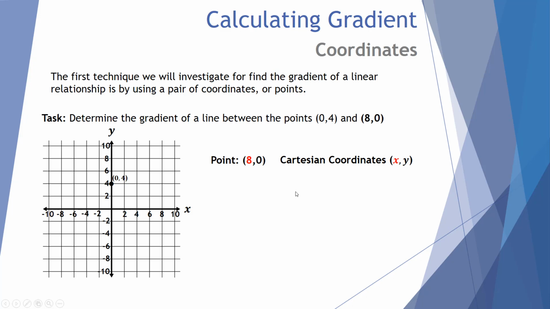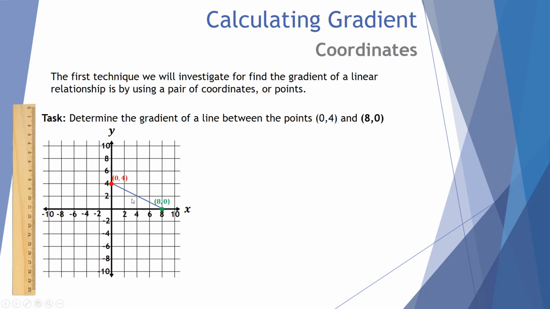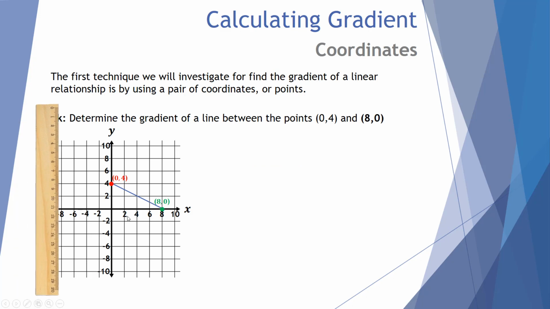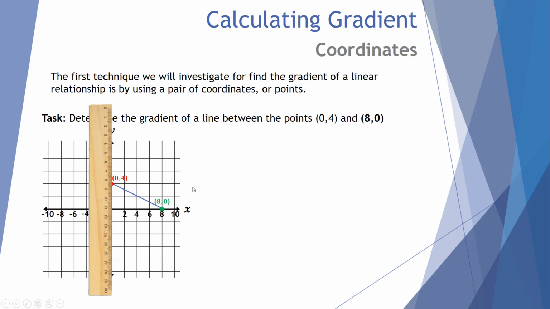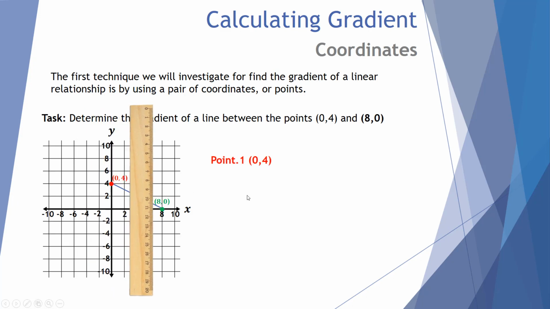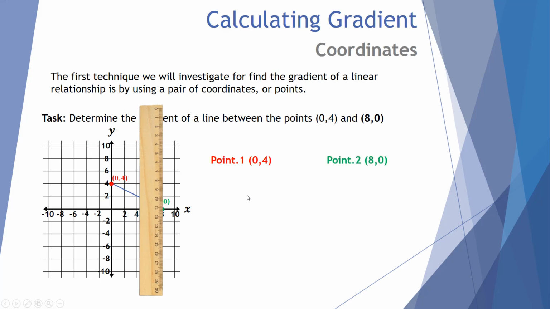Our second point was the point 8, 0. We have an x value of 8 and a y value of 0. Where they intersect, we put a dot and we reference that, the point 8, 0. So here we have our points with our line joining the two. Once again, let's label them correctly. So if I place a vertical ruler on the left-hand side of my graph and move it across to the right, the first point I hit, 0, 4, will be called point 1, and I continue that pattern across. And the second point I hit, 8, 0, will be labeled point 2.